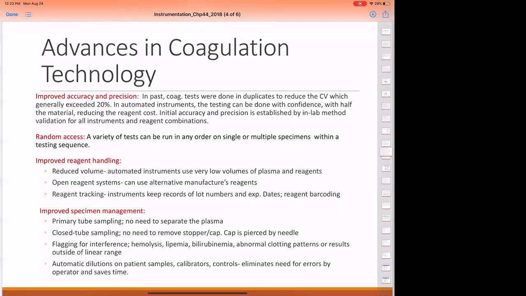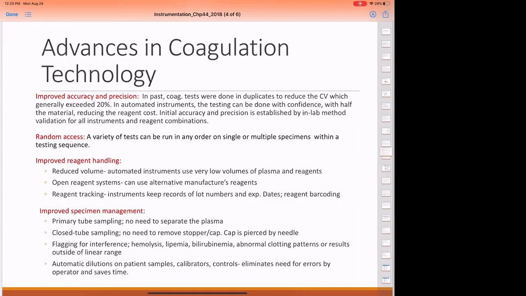The reason why this is important is because all of your reagents will have a lot number and an expiration date. And once the reagents go into the instruments, they get barcoded in, all of that information gets recorded. So the instrument will not let you work on a patient on reagents that have expired or deteriorated.